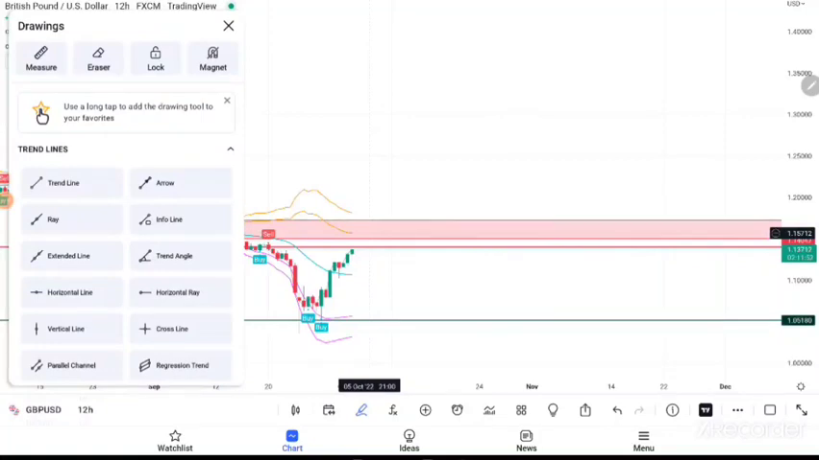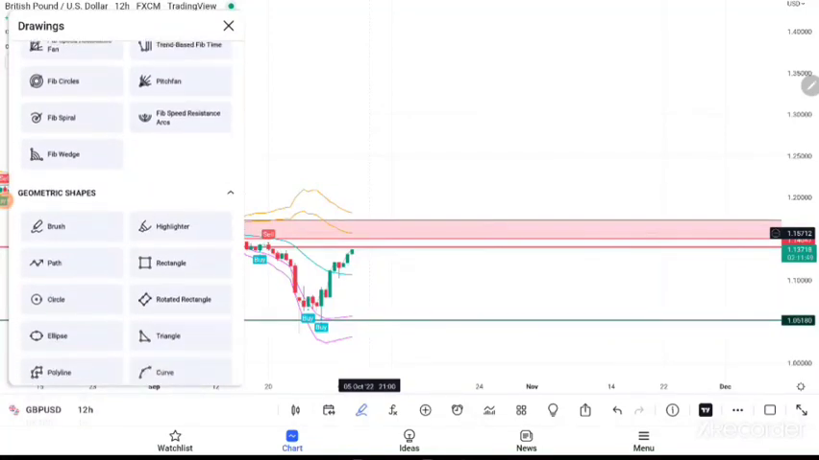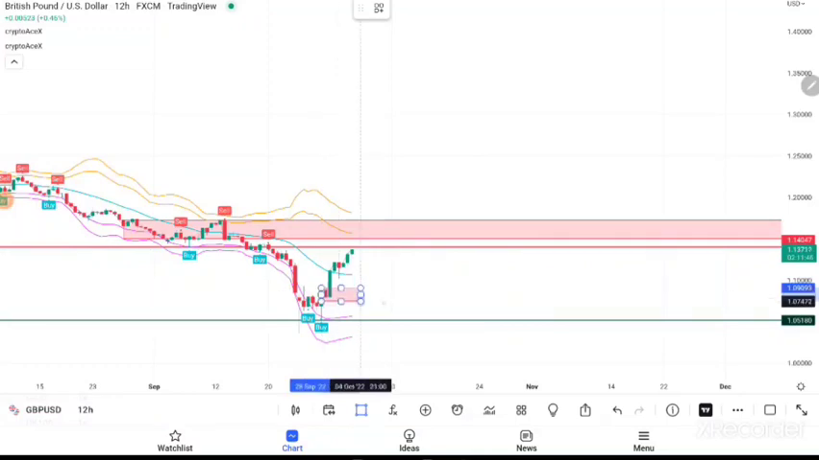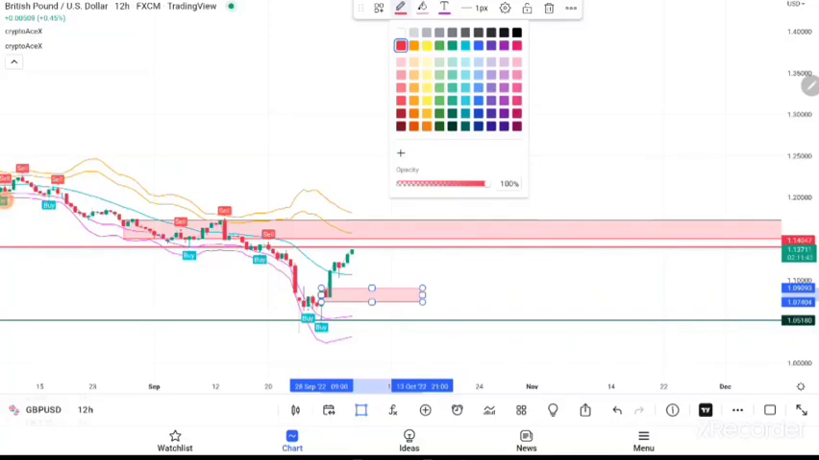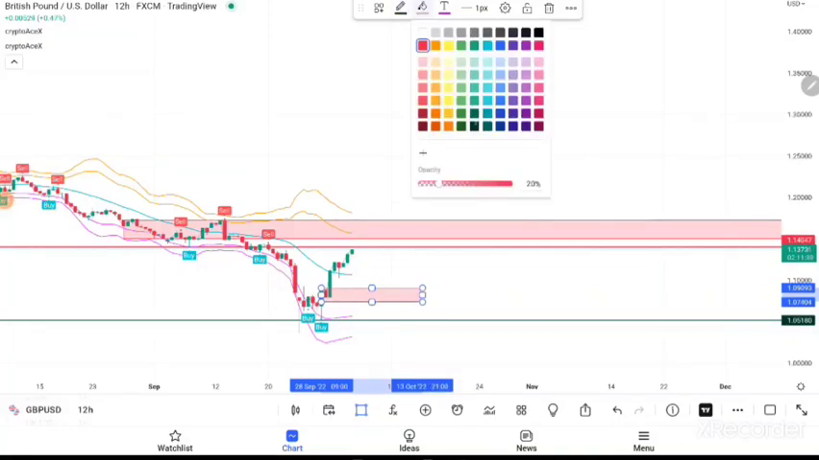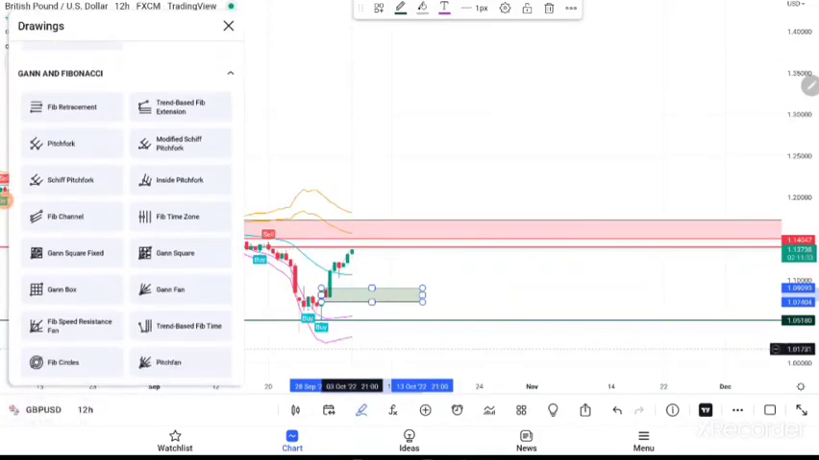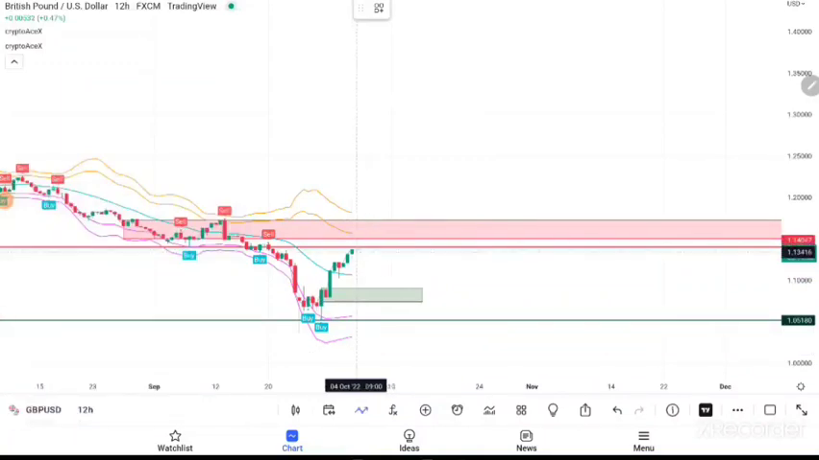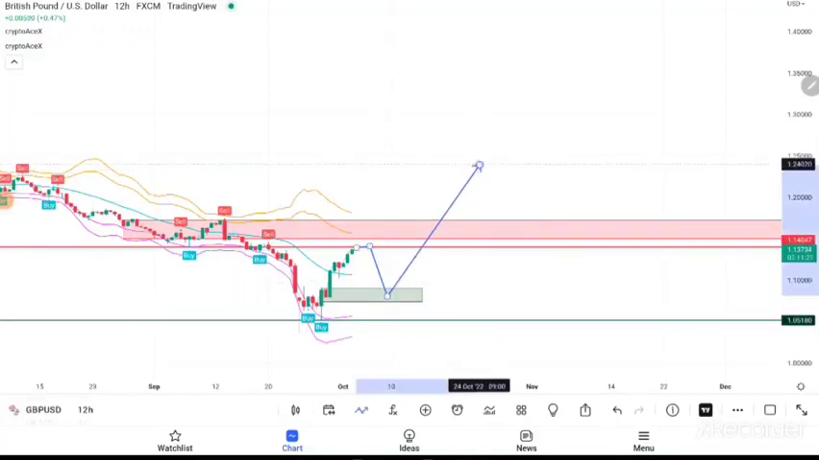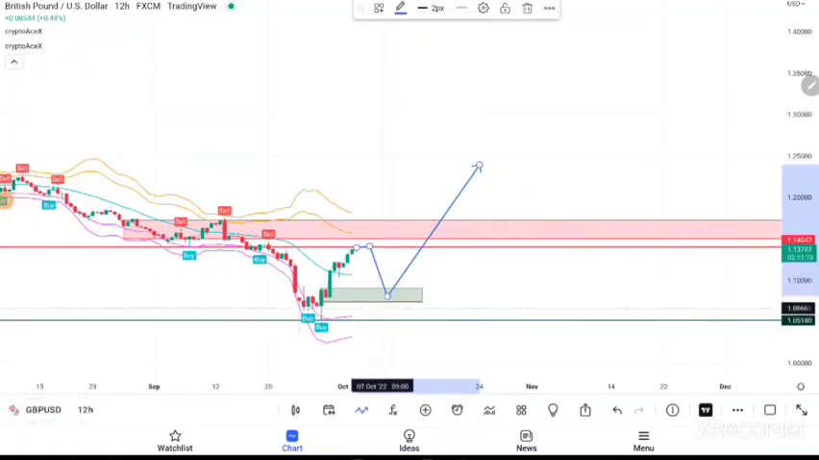as I said in the post, what I want to see happen is, you can see this newly created 12-hour demand area here. So on my sell signal, if the sell signal happens here, then I'll be looking to buy again around this area here. So I'm looking to sell here, as I wrote in the post, in this area if the signal happens.